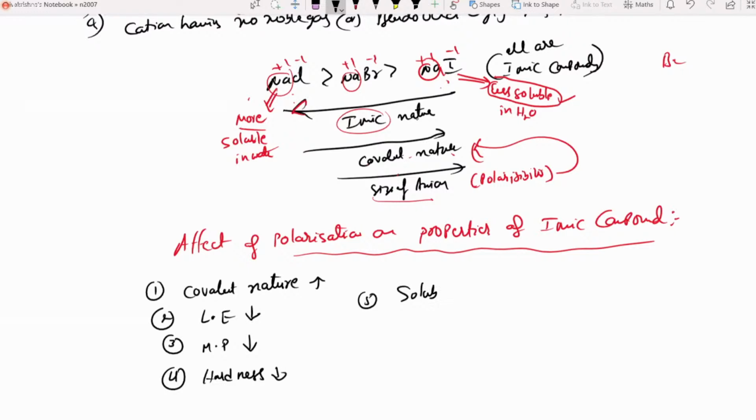Fifth point, solubility in polar solvents decreases, and solubility in non-polar solvents increases.